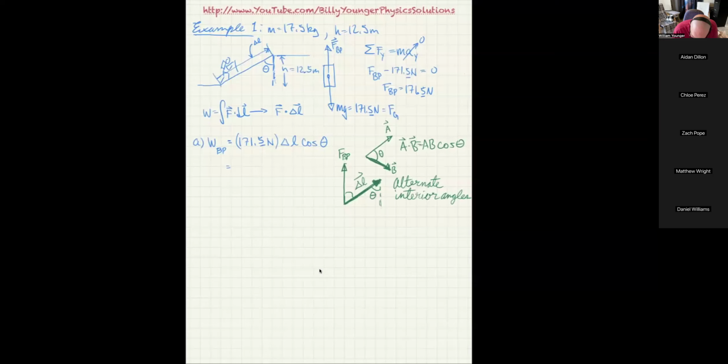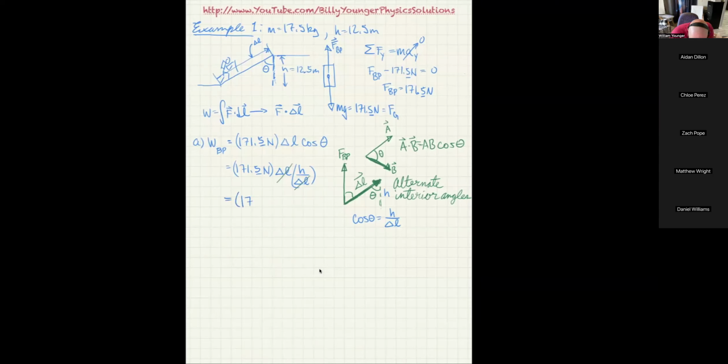Now, what does that mean? If I look at this diagram, I see that cosine theta is equal to adjacent over hypotenuse. Well, the adjacent is actually h. So h over delta L is what cosine theta is. So that becomes 171.5 newtons times delta L, but cosine theta is h over delta L. So the delta L's actually cancel one another out, and luckily we happen to know what the h is.